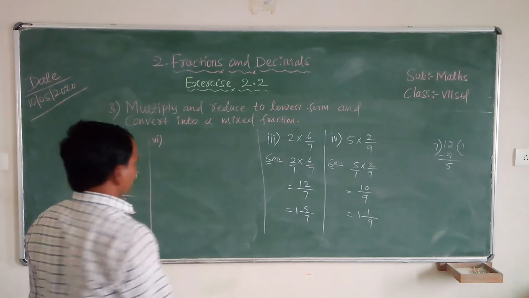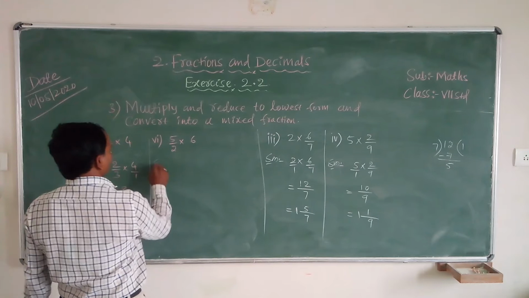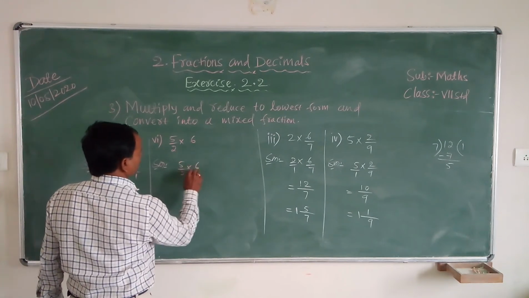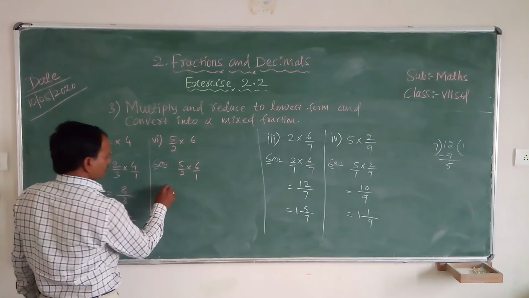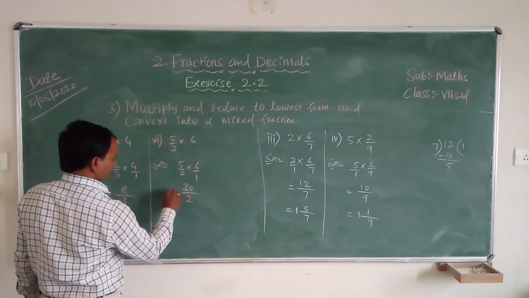5 by 2 into 6. So simple mathematics. 5 by 2 into 6. Whatever the denominator is, 1. So 5 6s are 30, divided by 2 1s are 2.